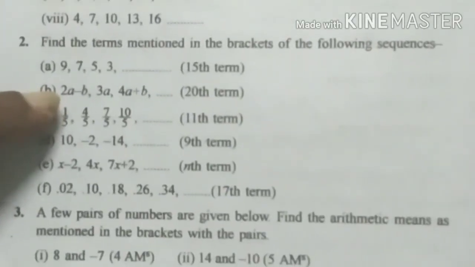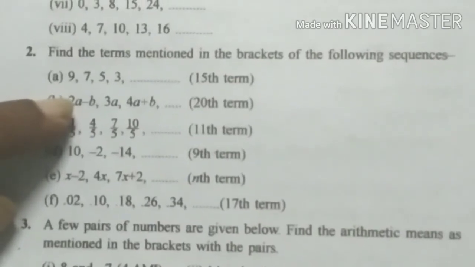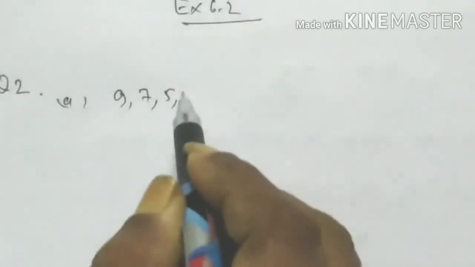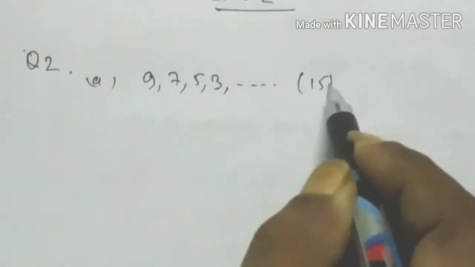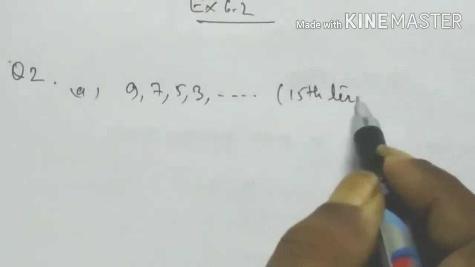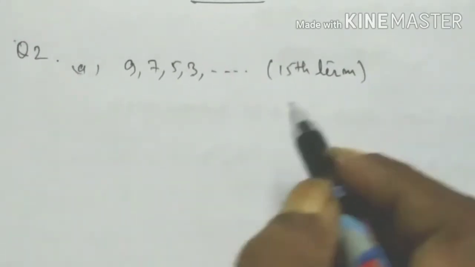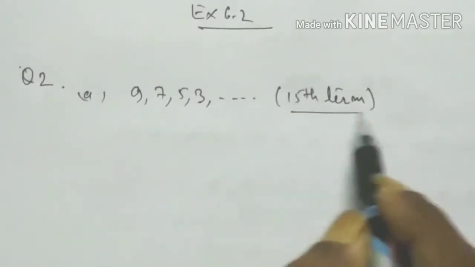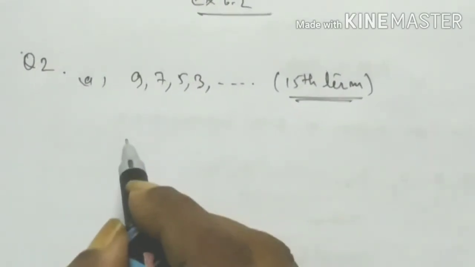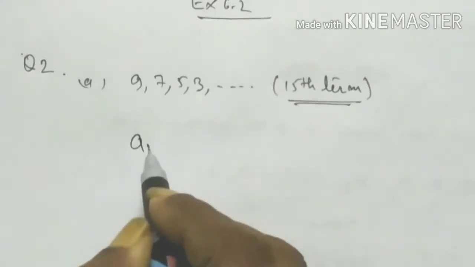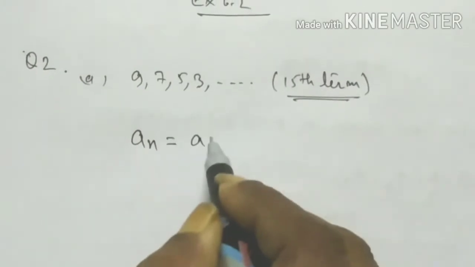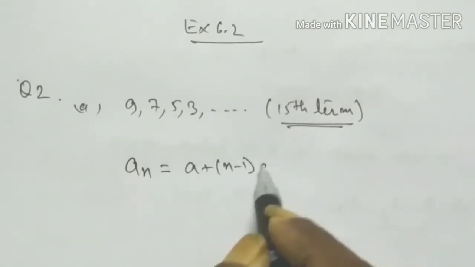The sequence given to you is 9, 7, 5, 3, and so on up to the 15th term. Now here it is mentioned we have to find the 15th term. We are going to take the help of the formula of the nth term: a_n is equal to a plus (n minus 1) into d. I am going to take the help of this nth term formula.